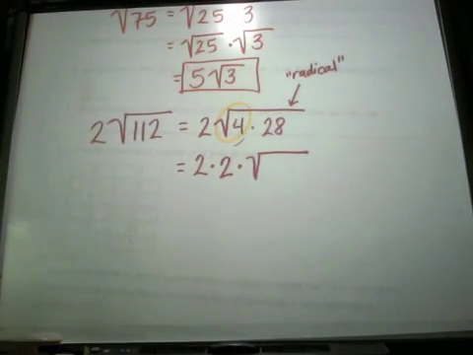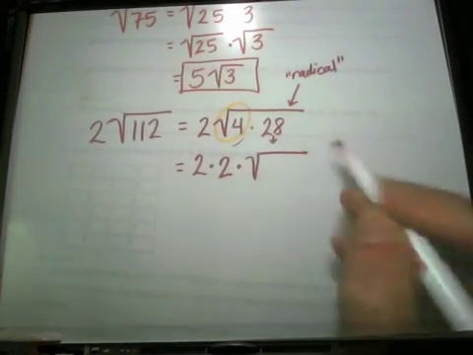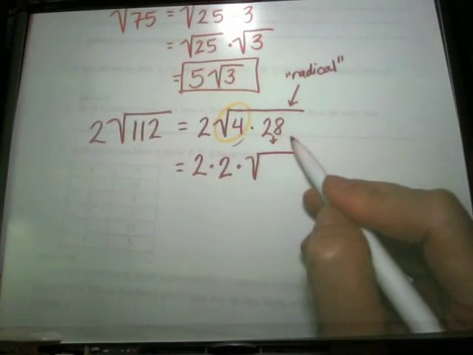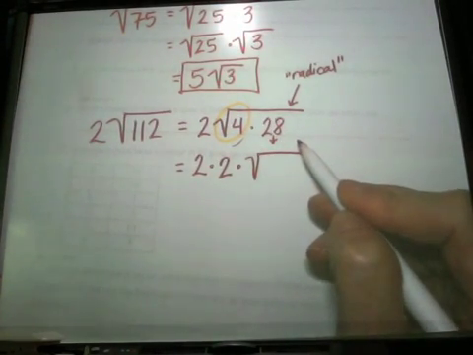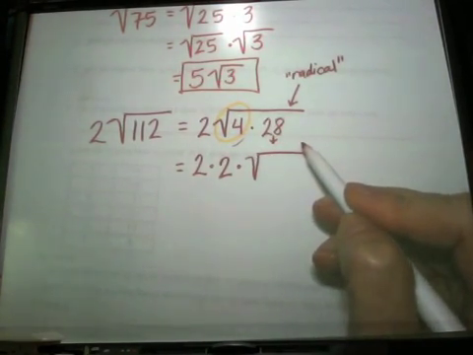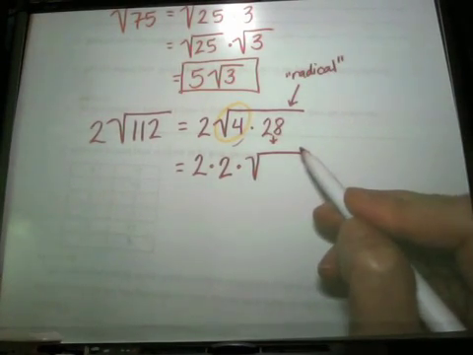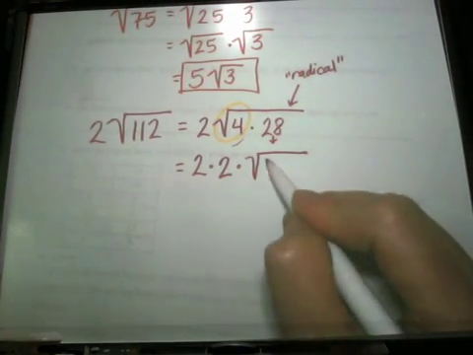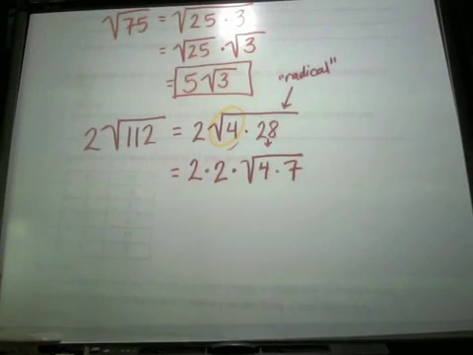Leanna? 4. Yeah, 4 times 7 is 28. So we can keep going with this. You can't just stop here. If this was, let's say, 26, there's no perfect square number that's a factor of 26, then you could leave it. But as a 28, we could do 4 times 7.